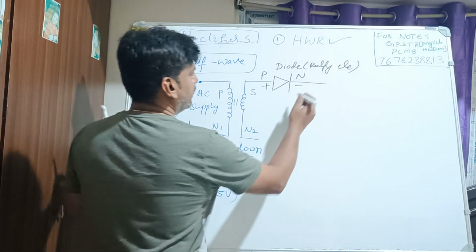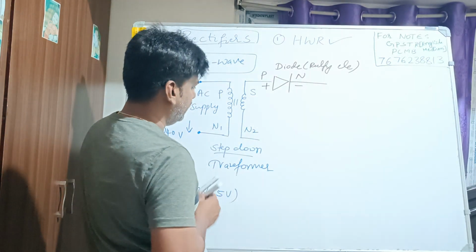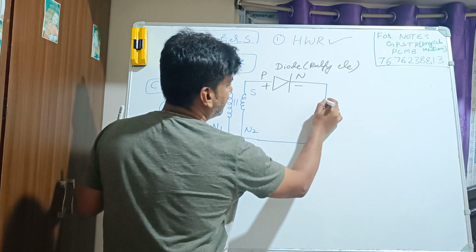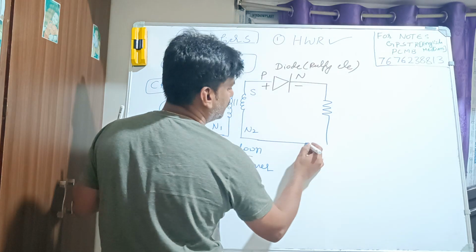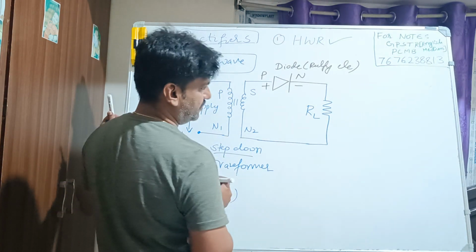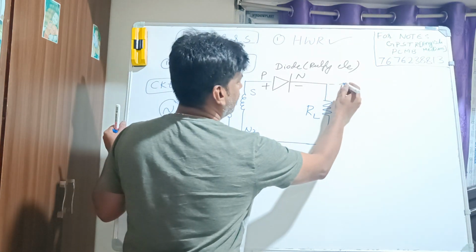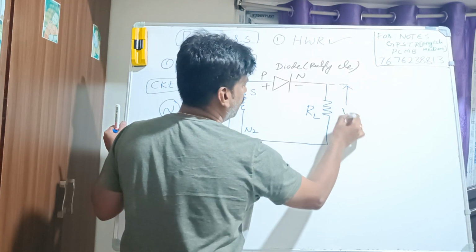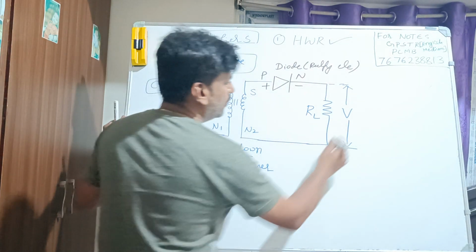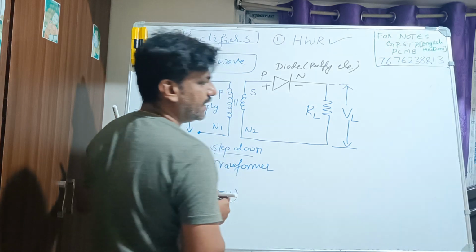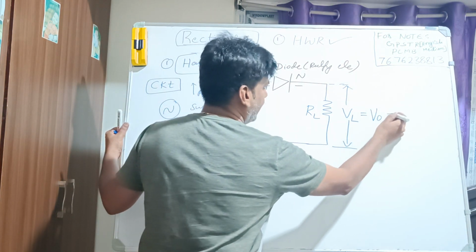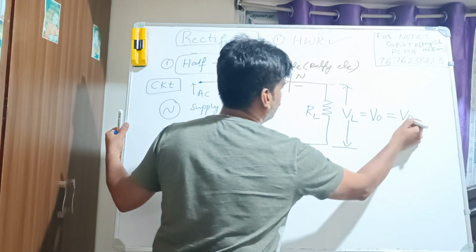Then after that, this extension you can take, and here we should write a resistance. The resistance is going to be like this, and I will name this resistance as a load resistance, right? After that I am going to take the voltage across this load resistance. We can write it as VL, or we can write this as V output. In this case, we can write it as VDC.